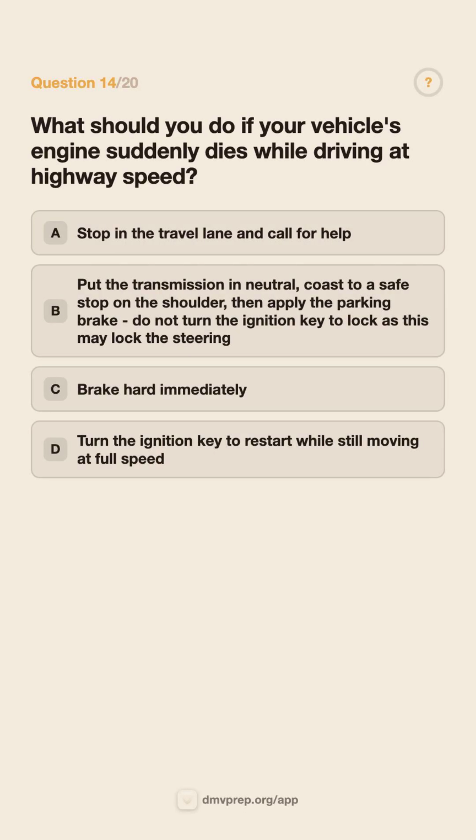Question 14. What should you do if your vehicle's engine suddenly dies while driving at highway speed? A. Stop in the travel lane and call for help. B. Put the transmission in neutral, coast to a safe stop on the shoulder, then apply the parking brake. Do not turn the ignition key to lock as this may lock the steering. C. Brake hard immediately. D. Turn the ignition key to restart while still moving at full speed.